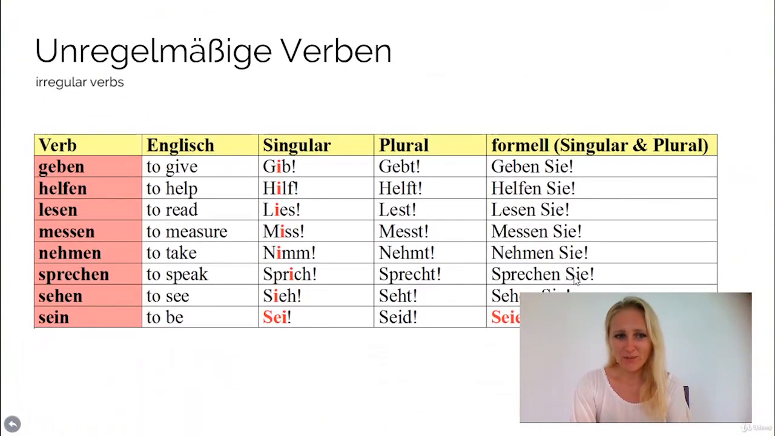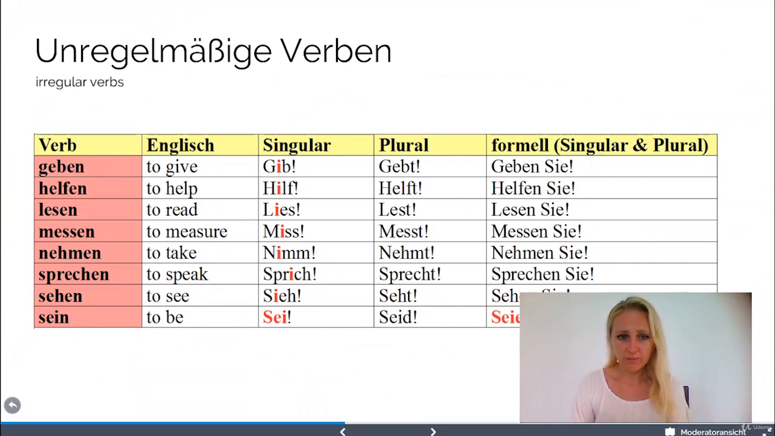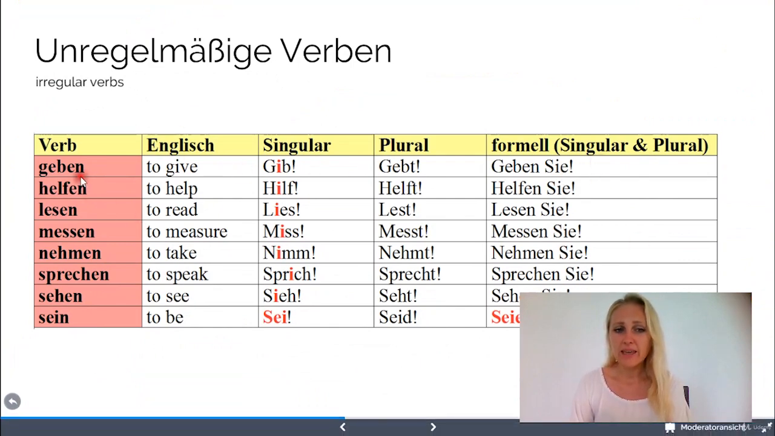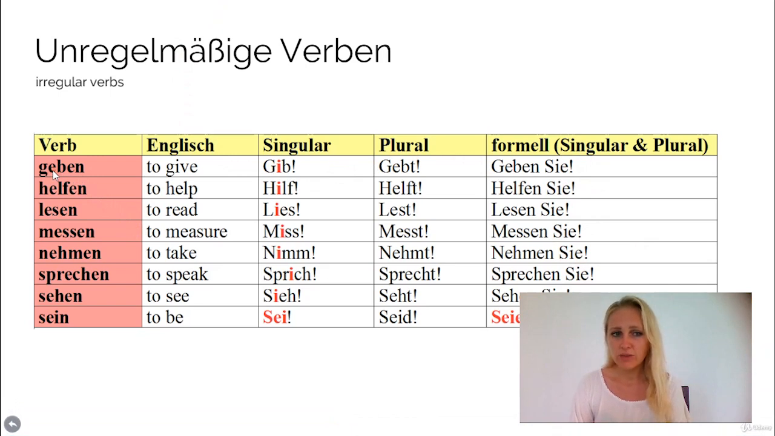Then the next one. Now we have the irregular verbs. Geben, for example, is one of the irregular verbs. It is ich gebe with an e, but then du gibst, und sie, er, es gibt. Then the e is changing to an i. So here, as you see, it is also irregular if you talk to somebody in the imperative form. It's gib, which means give.